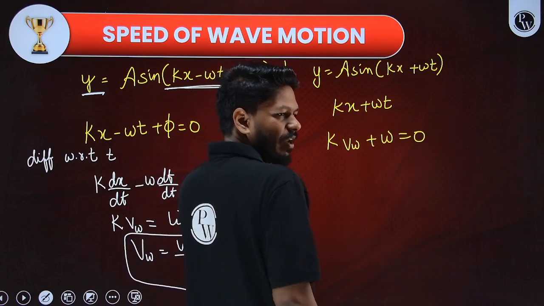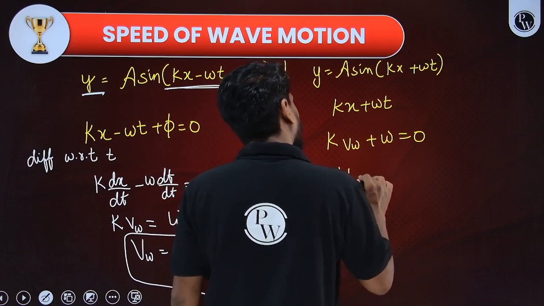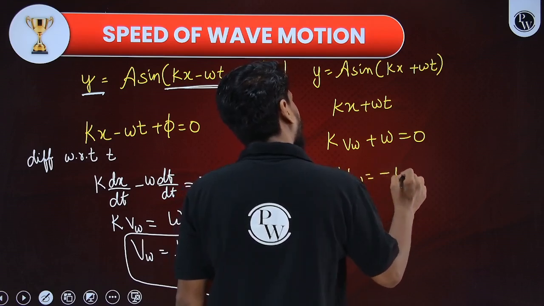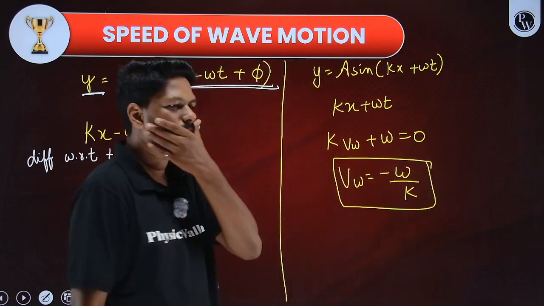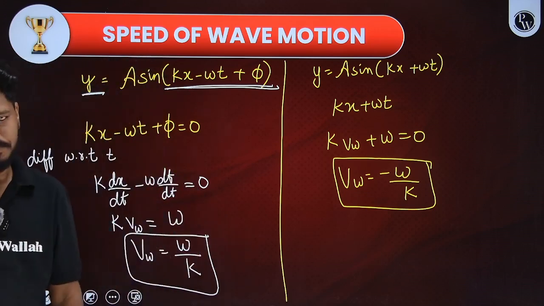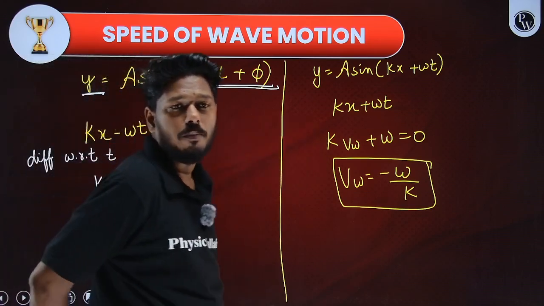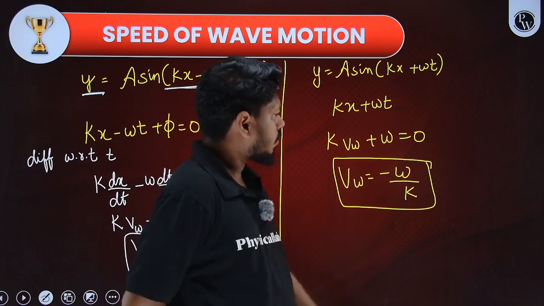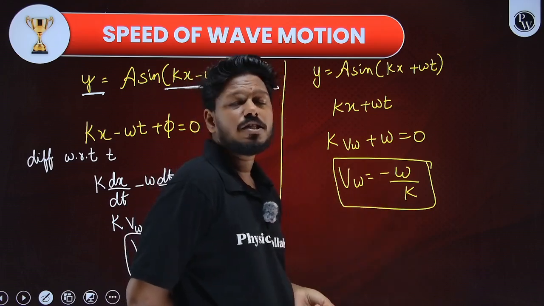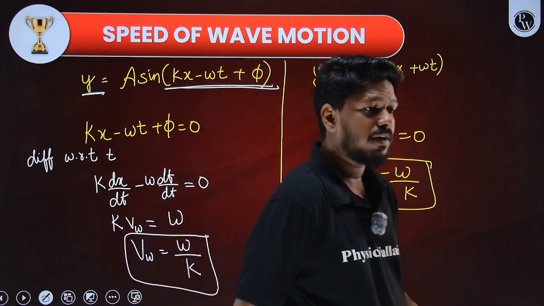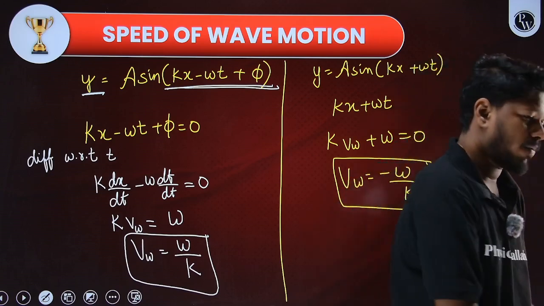dx by dt will become velocity. Differentiation of t will be 1. So velocity of wave is equal to minus omega by k. Velocity of wave is minus omega by k. What does it mean? Velocity is negative. It means the wave is going in opposite direction. So even from this one, you can understand why if one is positive, another is negative, it is going in forward direction. Both are positive or both are negative, then it is going in backward direction. Okay.